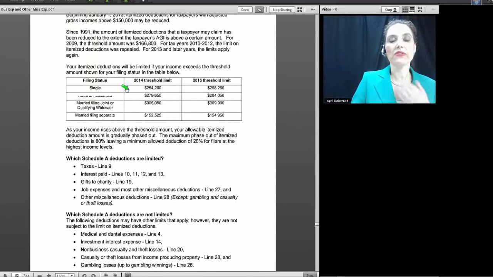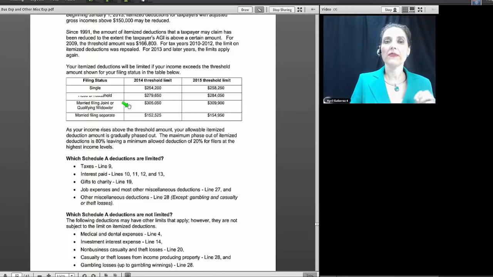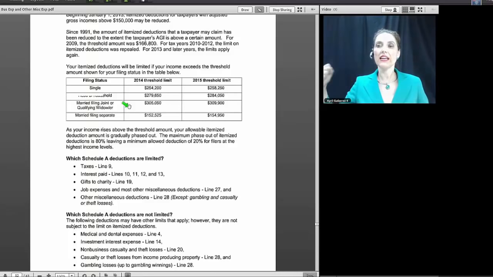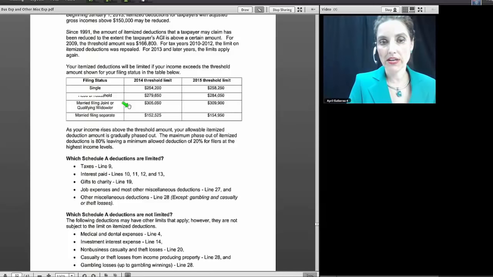For a single person for 2014, it's $254,200, and for a married couple filing a joint return, it's $305,050. If your adjusted gross income is higher than the threshold amount for your filing status, the IRS is going to take away some of your deductions. It's not a rapid progression. It's actually a pretty slow progression. So a person earning $600,000 is still going to be able to deduct most of their expenses.